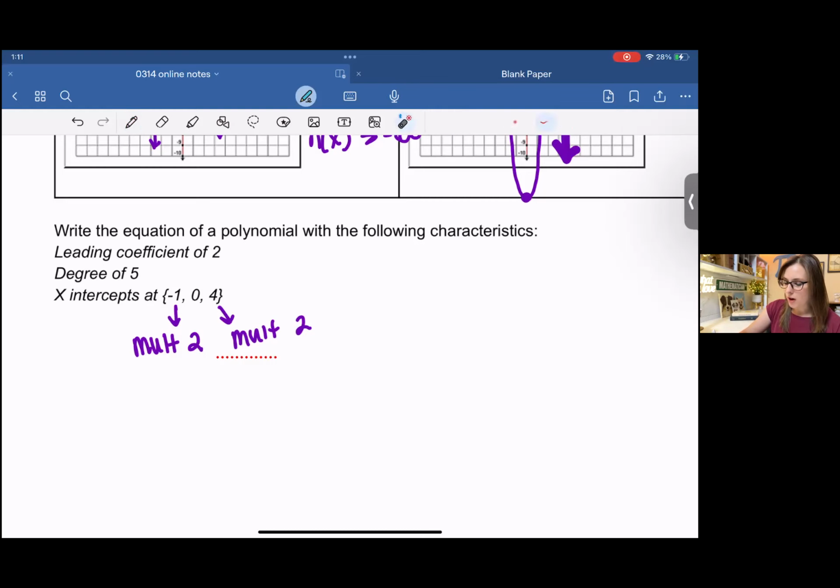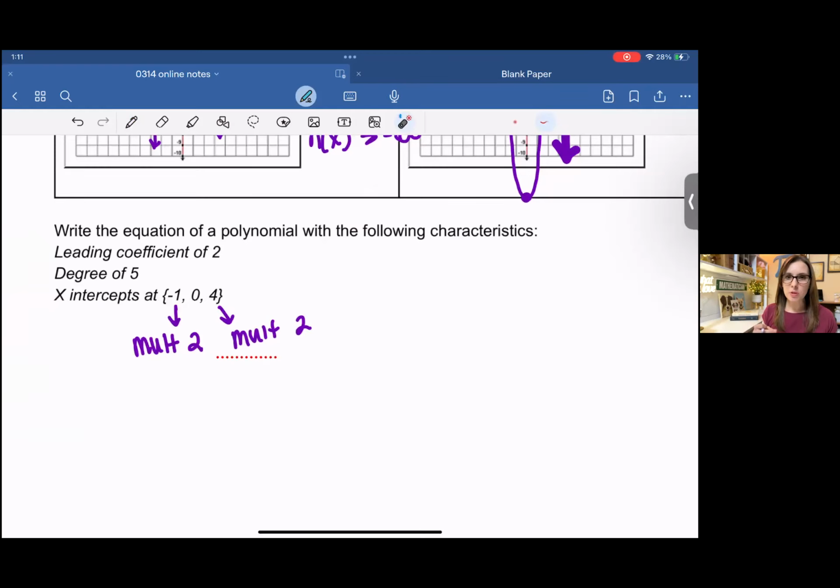For a degree of 5, that means that the exponents on my factors have to add up to 5. So you can do a different combination of that if you want to. You could do 3, 1, and 1, or 1, 3, 1, or 2, 2, 1. It doesn't matter. As long as it adds up to 5, then you're good to go.